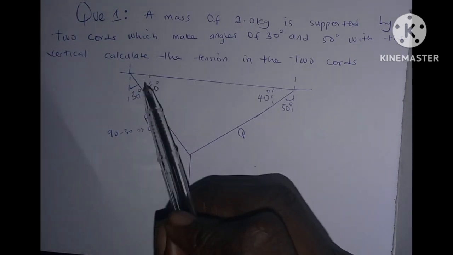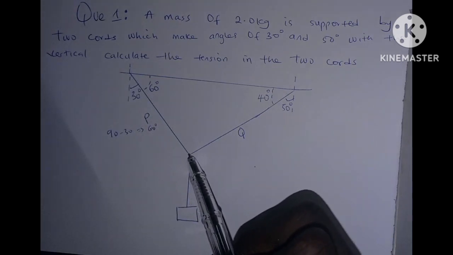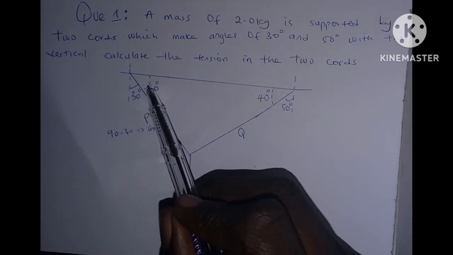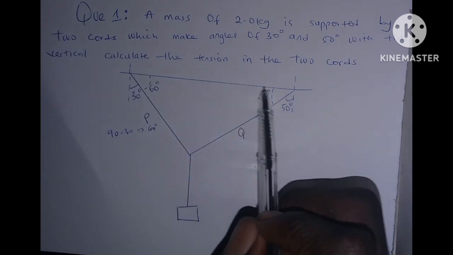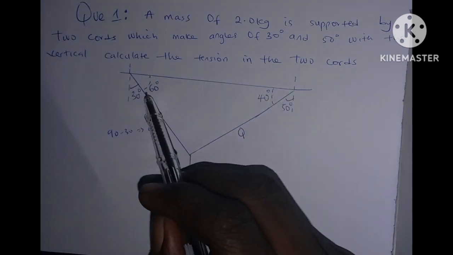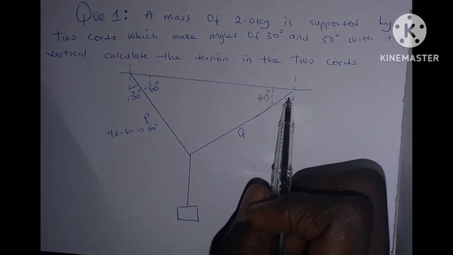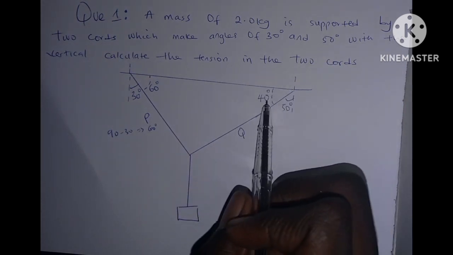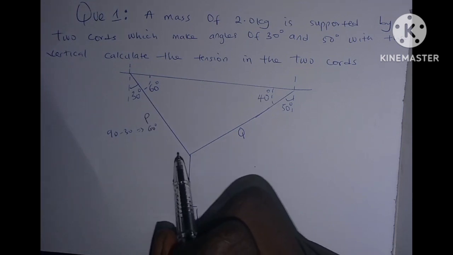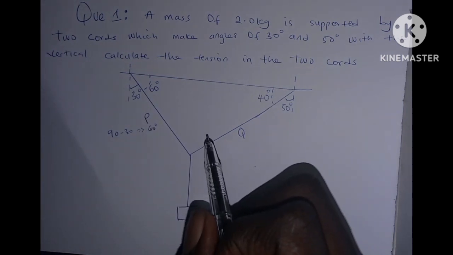Now getting this angle here, 60 degree, getting this 40 degree. So this is the angle this rope makes horizontally with this line. It is 60 degree. The angle this rope makes horizontally is 40 degree and 60 degree. So what do we do with this?